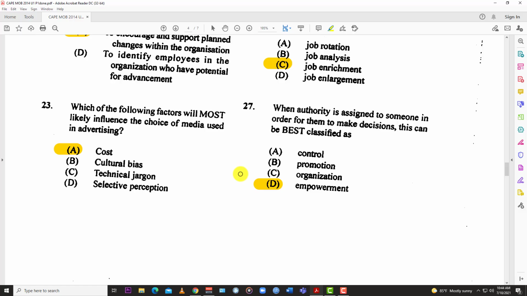Number 23. Which of the following will most likely influence the choice of media used in advertising? And of course, one of the biggest things in advertising is that budget. So if you get Facebook budget, you're going to use Facebook. If you get, let's say, movie poster budget, you're going to use movie posters. So it's about the cost.